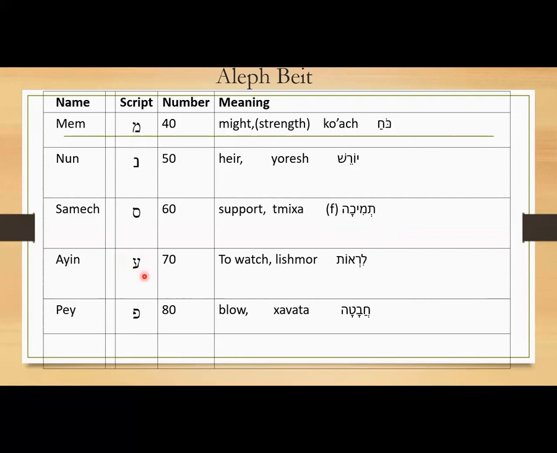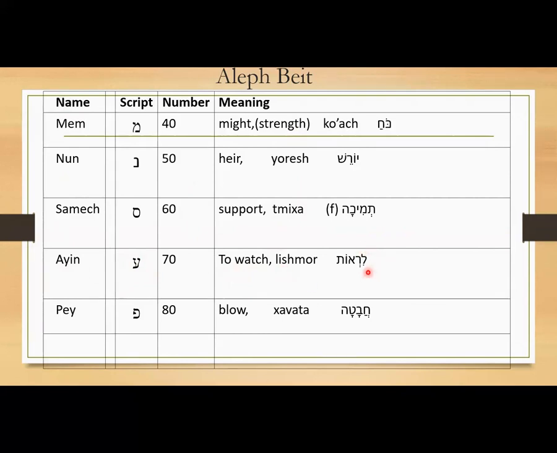Ayin. Its value here is 70. And we're going to use the word to watch. And here again, it's to watch. It's not a yoresh, it's not a tmicha, but it is to watch. Here it is, lishmore.